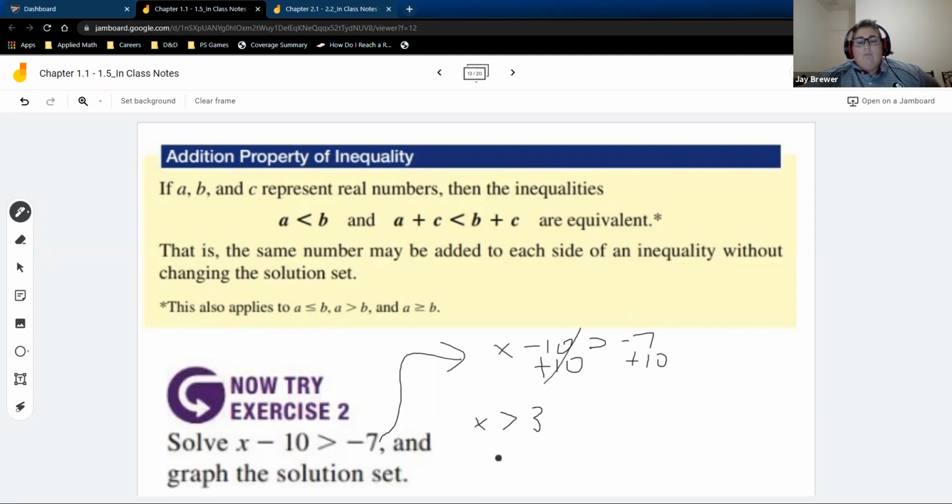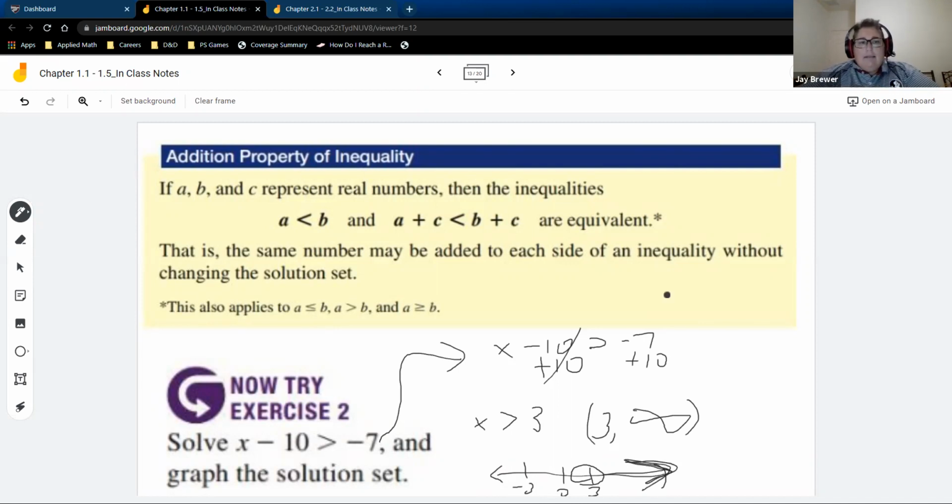Okay, so what this means is instead of it being x equal to 3, it just means it's x greater than 3. So again, if we did the interval notation, it would start at 3 and go to positive infinity. And if we graphed it, it would be an open circle to positive infinity.